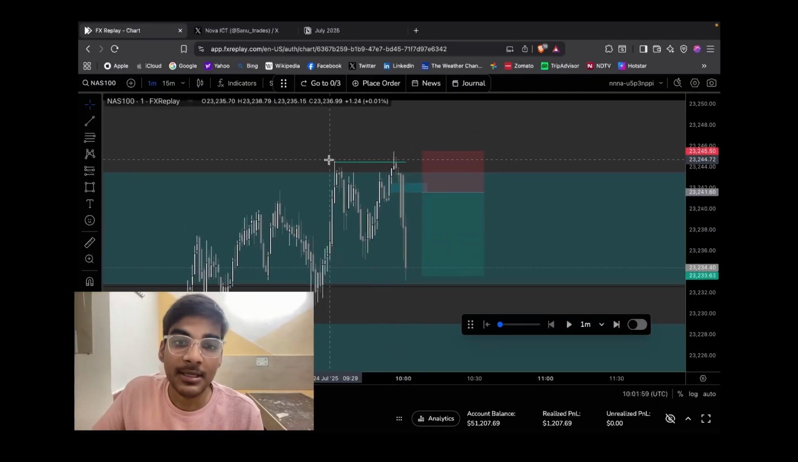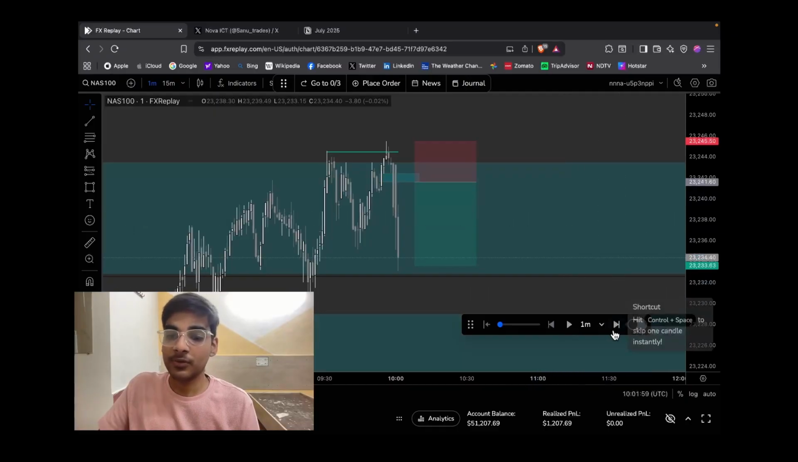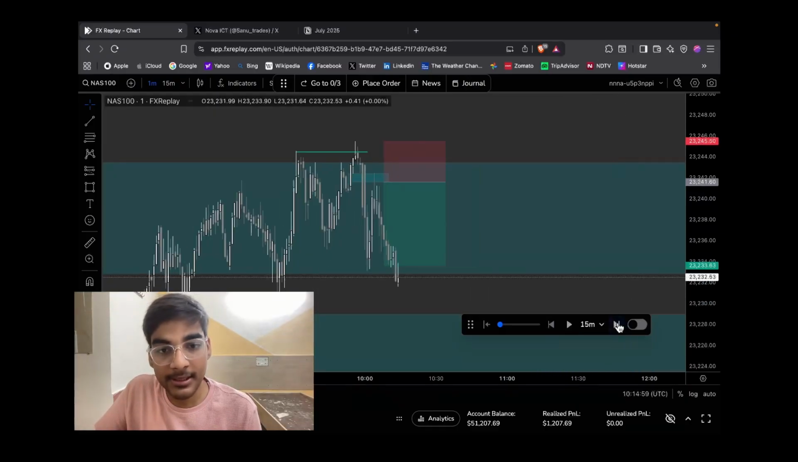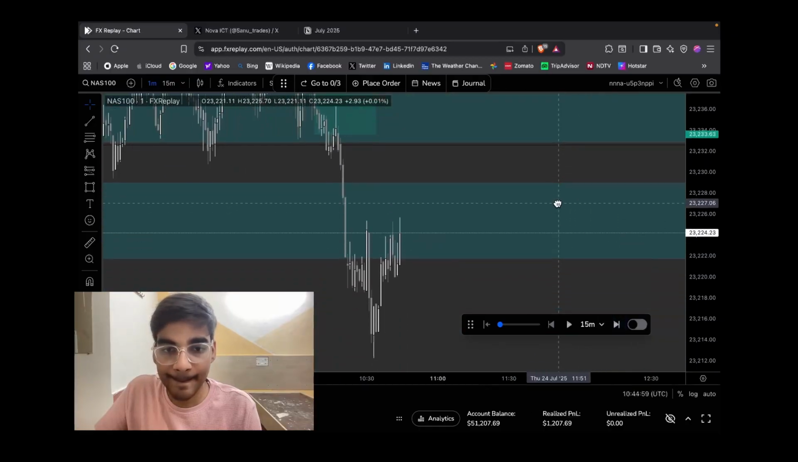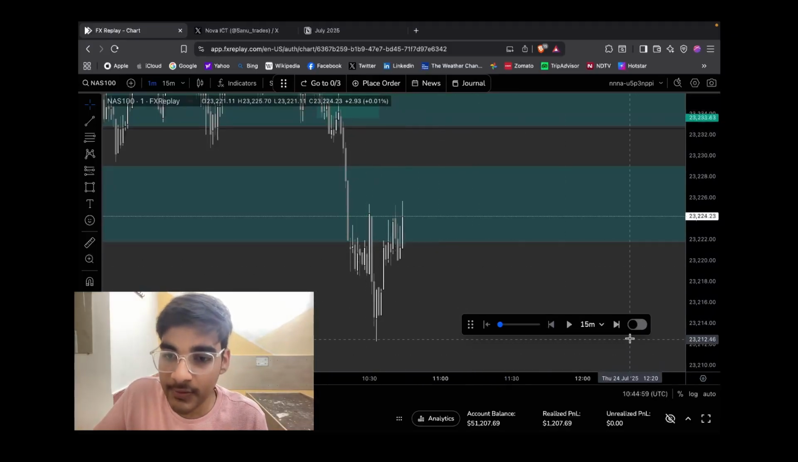Now once our TP is hit on a day, I will not take any other trade, but I will still show you whether we get any good trade setup or not. Price is dumping here. If not, here is no trade.